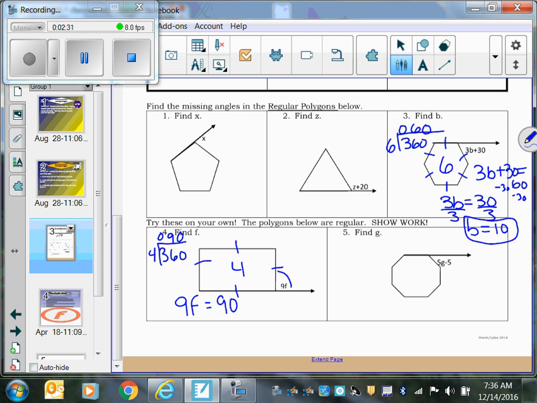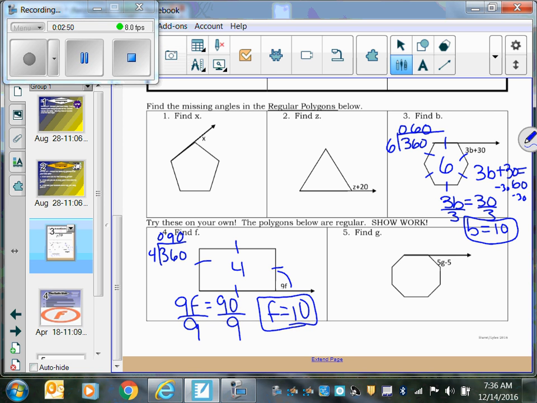You need to divide by 9. All right, so I divide by 9. When I divide by 9, I get that f is equal to 10. Looks like I have made a trend. I got 2 answers here that are 10. So, go ahead and try number 5.